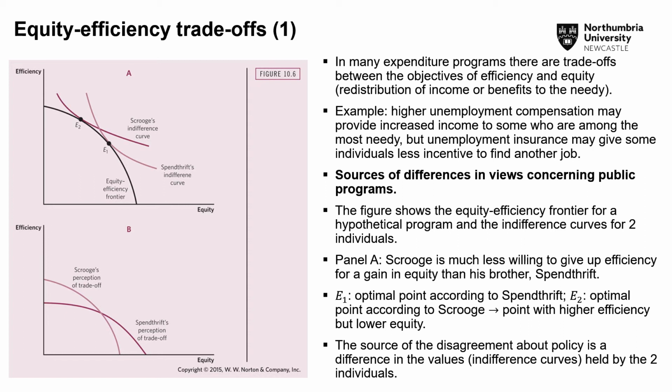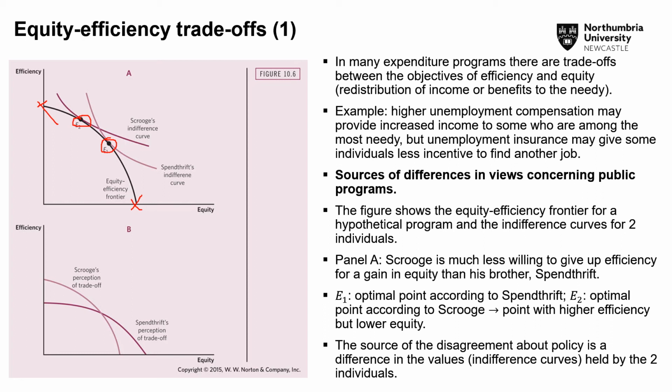So how can we demonstrate this theoretically? Let's say we have an equity efficiency frontier that starts here and ends here in panel A. And then we have two individuals: Scrooge and Spendthrift. What we assume is that Scrooge is much less willing to give up efficiency for a gain in equity than his brother Spendthrift. So this is where Scrooge is. He is in favor of efficiency. On the other hand, Spendthrift is in favor of equity. So this is where Spendthrift is. So these are their respective optimal points.